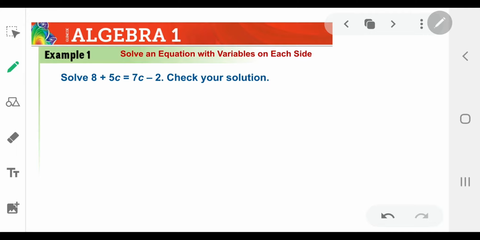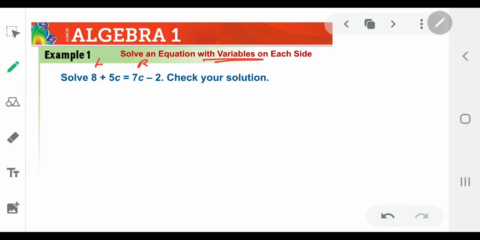The key concept of solving equations with variables on each side is to put all the variables on one side and all the numbers on the other side. Again, as we know, the equation has a right-hand side and a left-hand side. So to solve any equation involving variables on both sides is to put all the variables on one side and all the numbers on the other side.